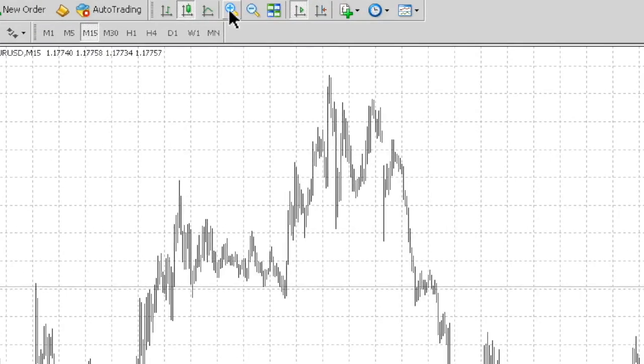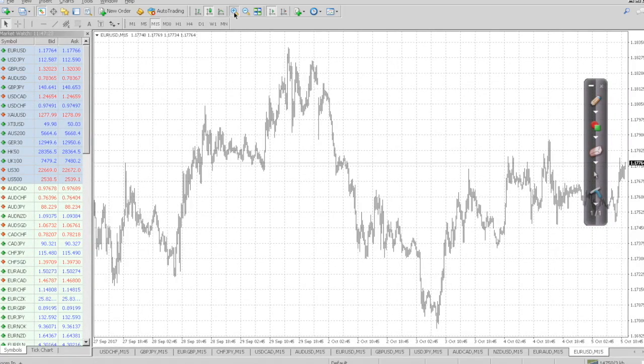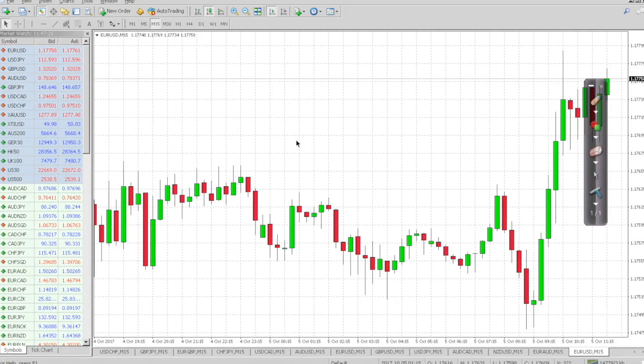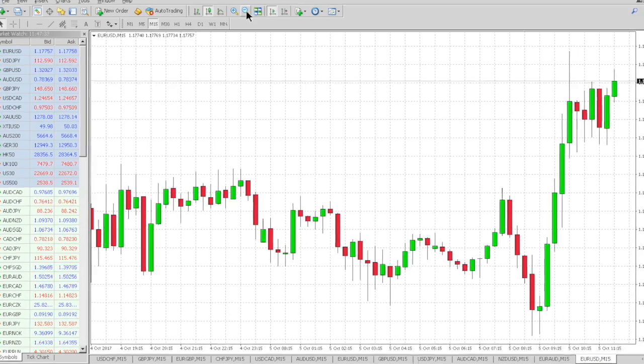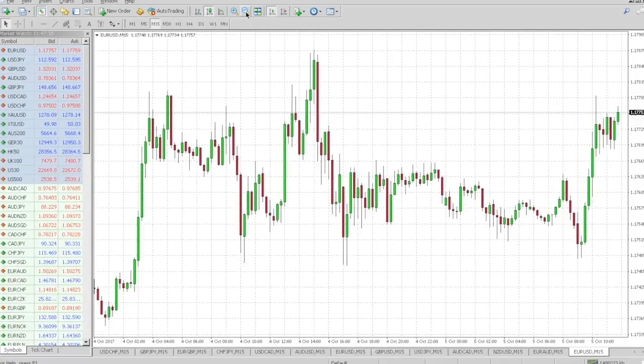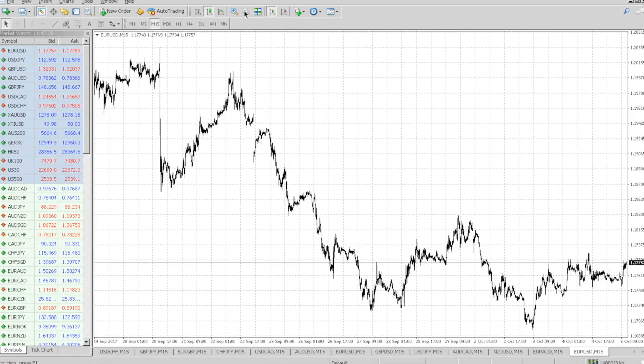Now, this is the zoom in tool. You can click here to zoom in. So when you zoom in, you can see it looks more like what we talked about earlier on, right? With the red and green candles. You can also zoom out using this toolbar here. Zoom out. Okay.